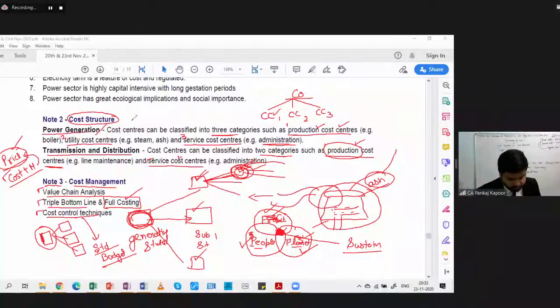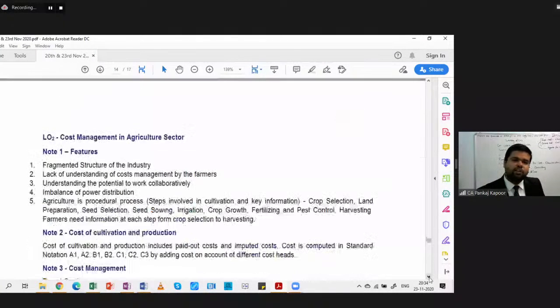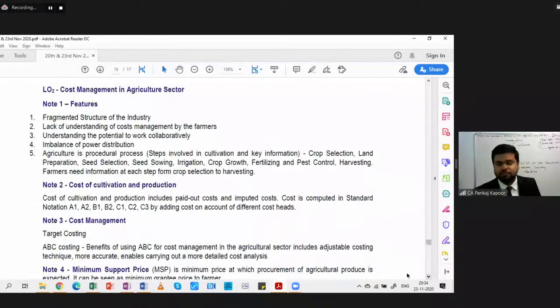Okay, friends, let me move further to the next sector. A very, very important sector, especially in the news nowadays, because the MSP is in dispute. Okay, so a very important sector.